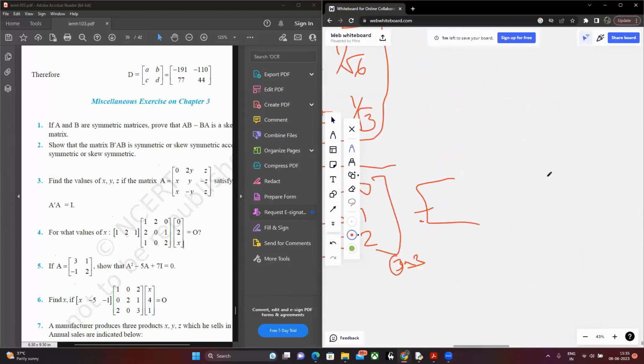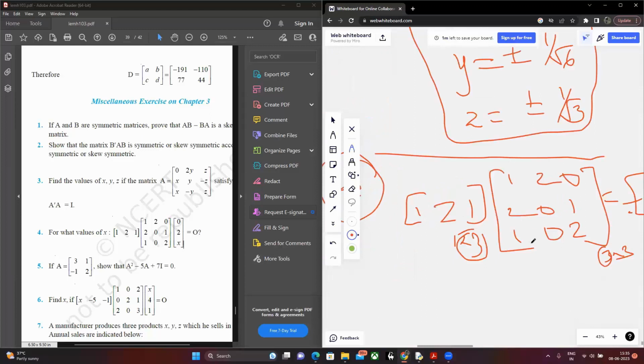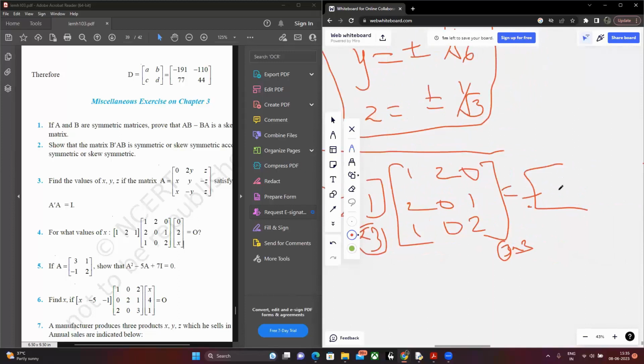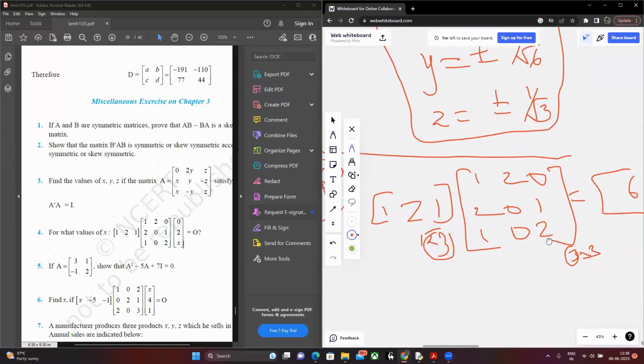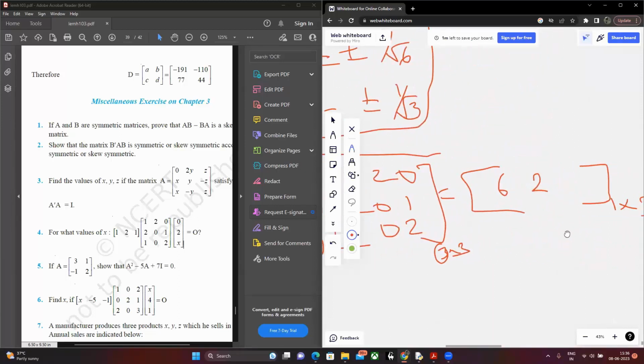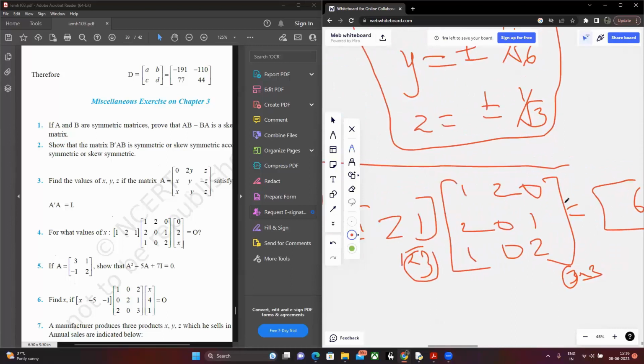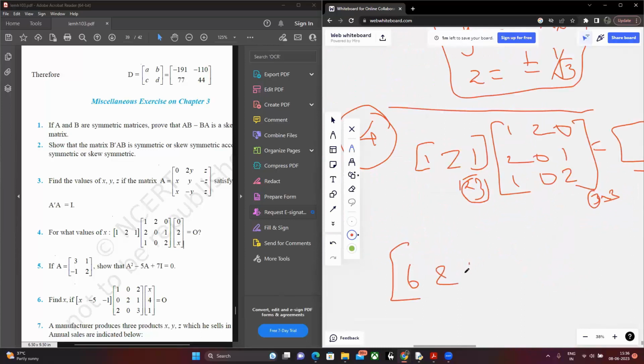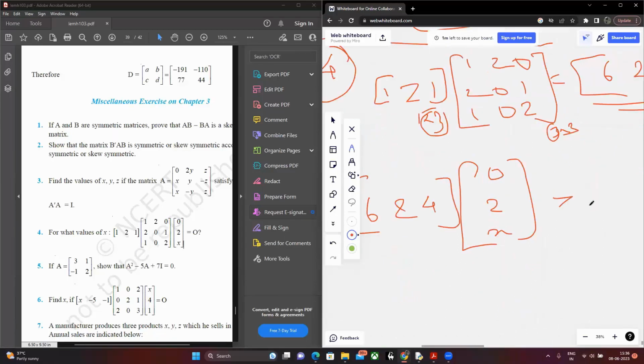So we'll have a matrix of order 1 by 3. So we have 1 2 1 into 1 2 1. That is going to be 1 plus 4 plus 1. That is 6. Then you have 1 2 1 times 2, 0, 0. That is going to be 2. And finally, you have 1 2 1 and 0, 1, 2, that is going to be 4. Finally, multiply this 6 2 4 into the column matrix 0, 2, x. That is going to be equal to 6 into 0, 0, 2 into 4, 4 into x, 4x.